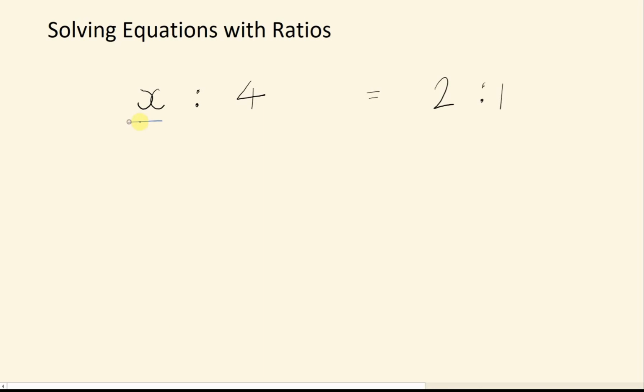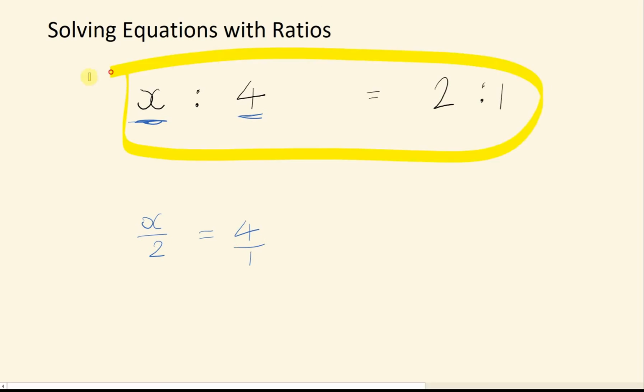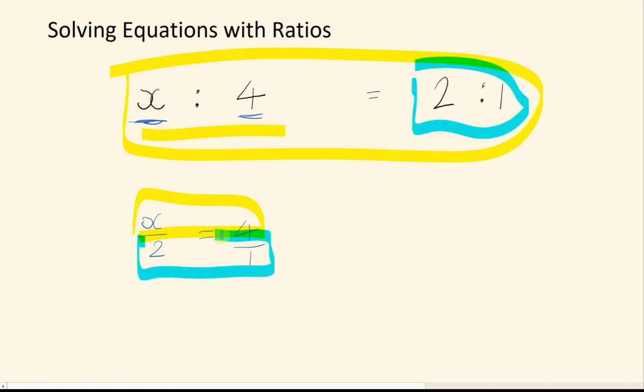So we know that this number here must be double this number. Therefore, to get them both equal to each other, you have to divide this by 2. So here, x divided by 2 is going to equal 4. So the key step, if you want to translate from two ratios to an equation, you want one ratio for the numerators and the other ratio for the denominators. That is basically the whole key idea that underpins this entire video.